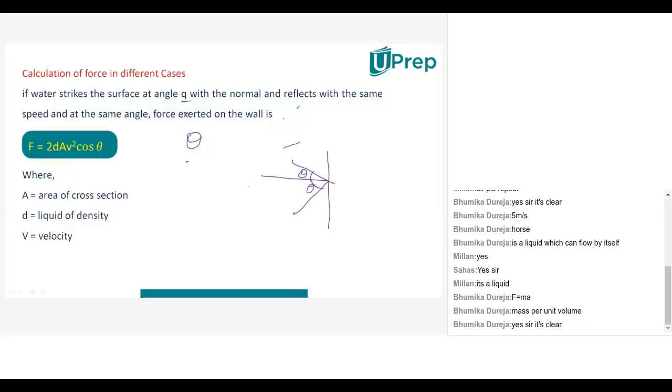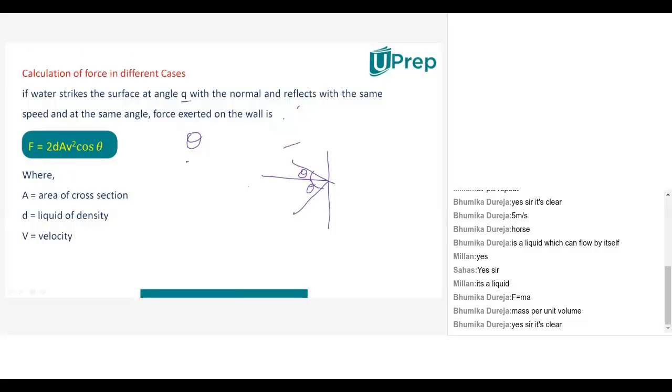Actually force is a vector. Do you know force is a vector? Yes, sir. Vector means what? Direction plus magnitude. Direction and magnitude, whatever physical quantity has those will be called a vector. Very good. Now when a vector is there, that vector can be resolved into two components.